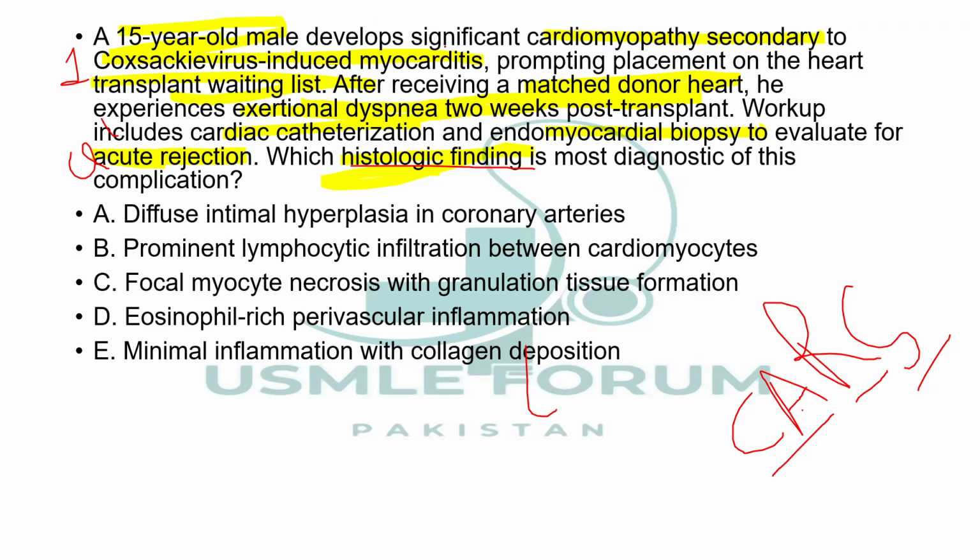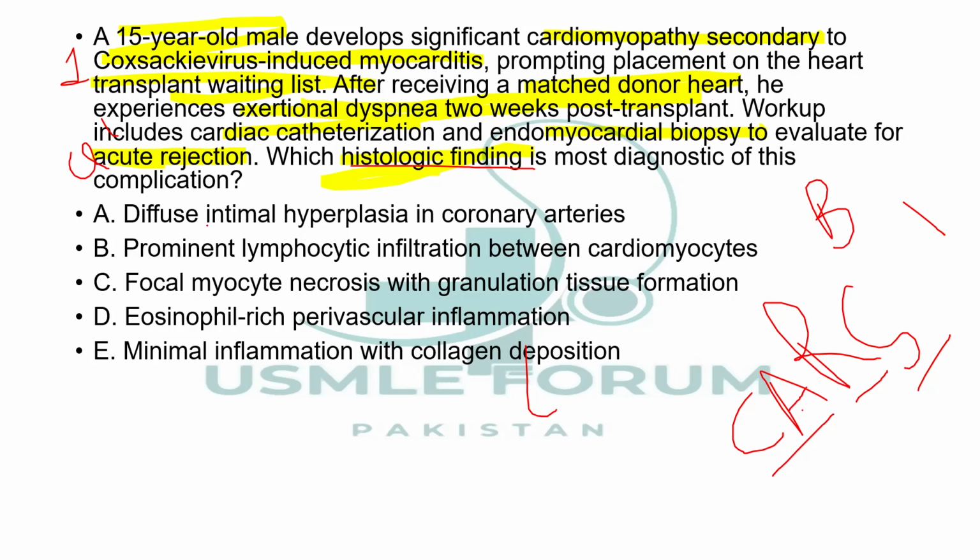Coxsackie B, in my knowledge, causes myocarditis. Right? So Coxsackie B, you have to remember, causes myocarditis. And the definitive treatment is obviously transplant. That has been done. What you need to identify is basically what would be the histological finding. Now, this is important. You need to remember that. First of all, let's go through the options together. Let's start with the first one.